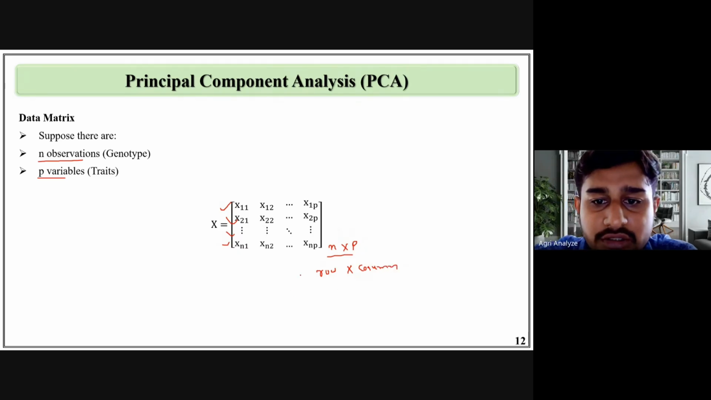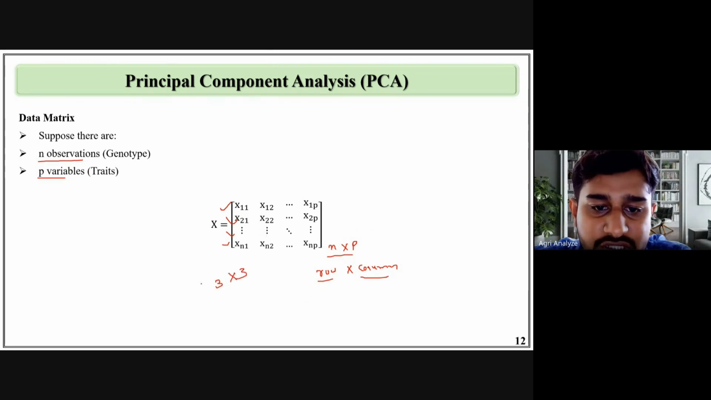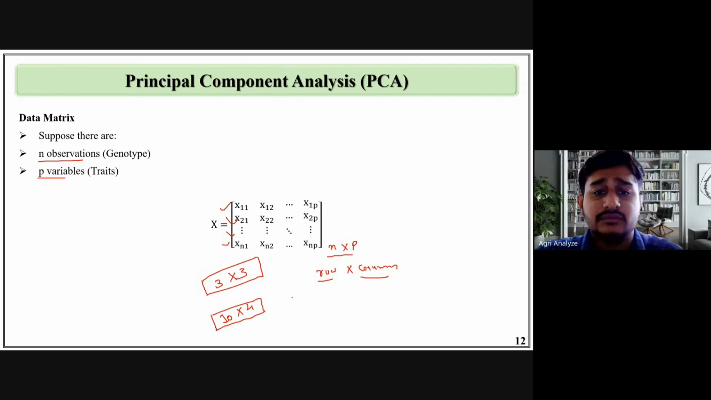This is just for an example, or just for your exam. So this is row and column. If we have 3 rows and 3 columns, this is denoted as 3 by 3, and this is also known as a square matrix. If you have 10 genotypes, that is 10 rows. If you have 4 variables, that is 4 columns. So it is a 10 by 4 matrix. This is the type of our matrix: 10 by 4, 3 by 4, or generally n by p, where n is row and p is column.